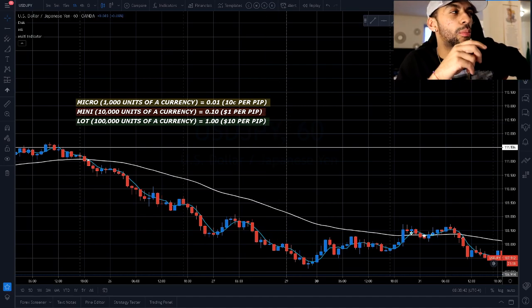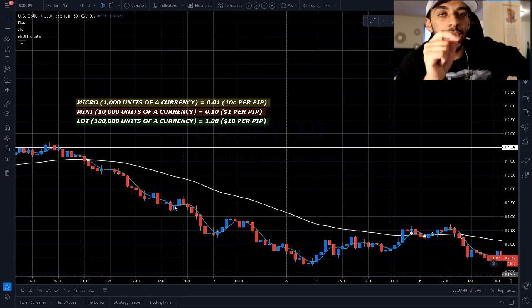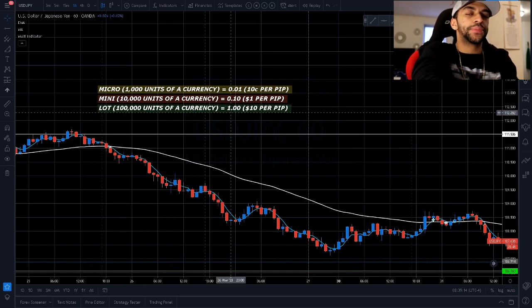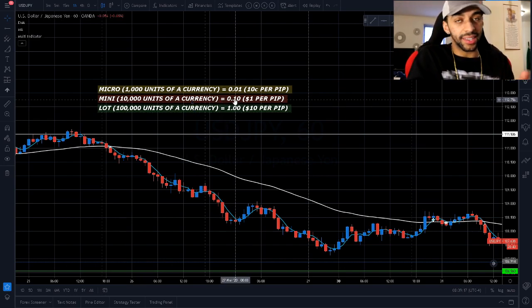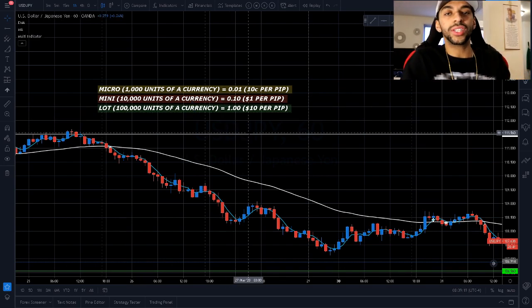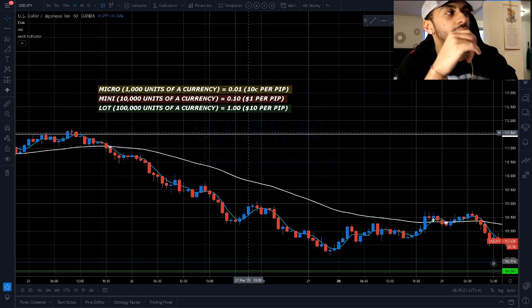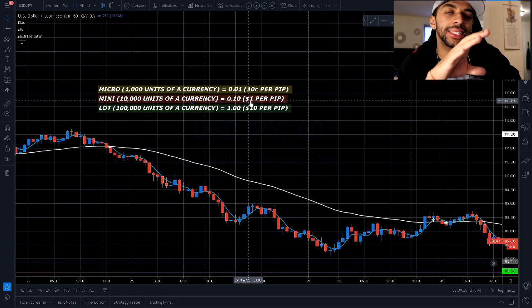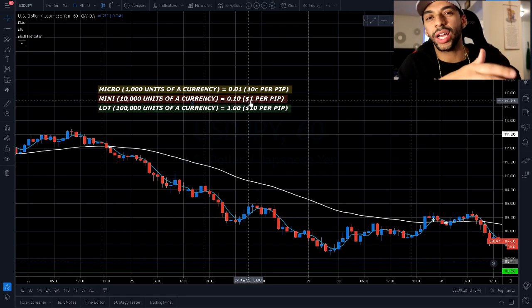Now moving down to the mini, the mini position. Mini positions, very simply, look like 10 cents. It's a 0.10. It looks like 10 cents, but a mini position is actually $1 per pip. So the mini position is essentially where things start to get good, in my opinion.